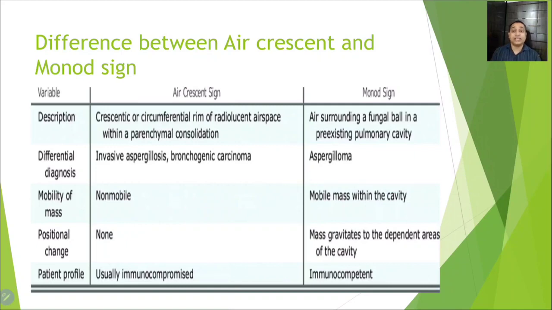The air crescent sign is non-mobile. In the Monod sign, the mass within the cavity is mobile, whereas in the air crescent sign the mass within the cavity is non-mobile, so there is no positional change. The mass gravitates to the dependent areas of the cavity in the case of the Monod sign. The air crescent sign is most commonly seen in immunocompromised patients, whereas the Monod sign is commonly seen in immunocompetent patients.